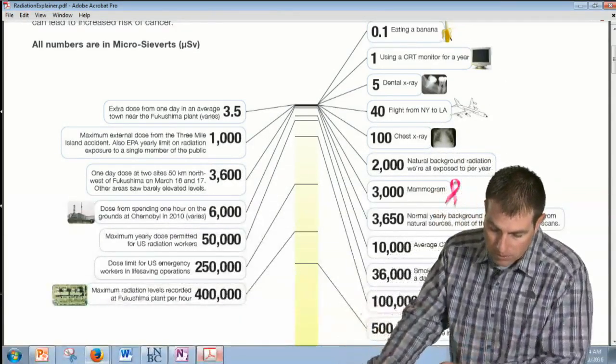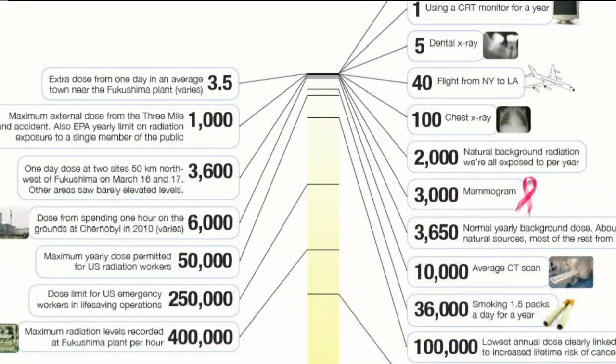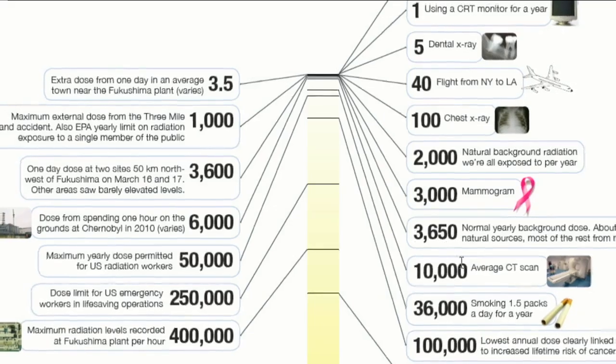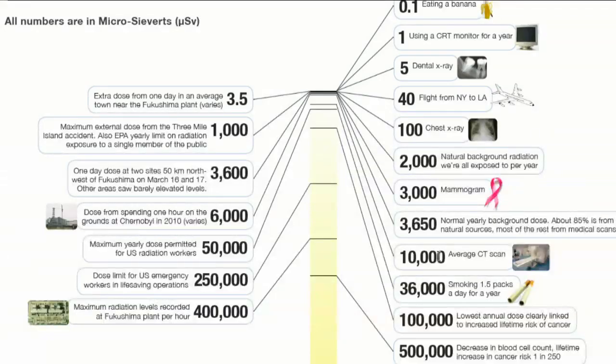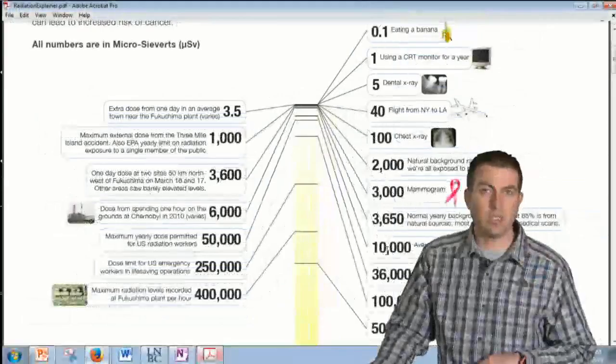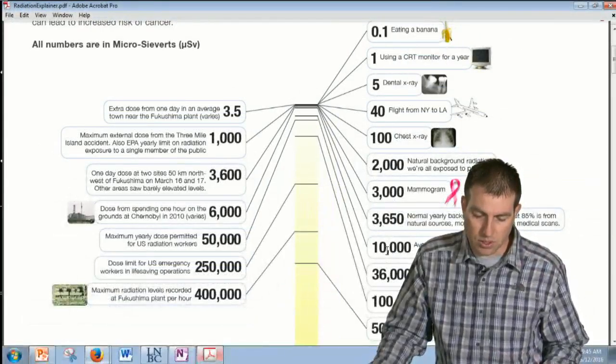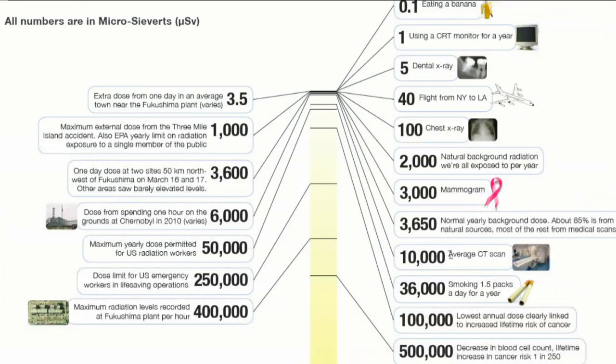Okay, so normal yearly background dose, about 85% from natural sources. So we all receive about 3,650 a year. So that's going through your life. That's getting x-rays at the dentist once a year. That's all sorts of stuff. A CT scan gives you 10,000. So that's a lot. I know my mom is going through chemotherapy right now. She gets a CT scan every 3 months. So in a year, she's going to have 40,000 microsieverts of radiation as a result of CT scans.